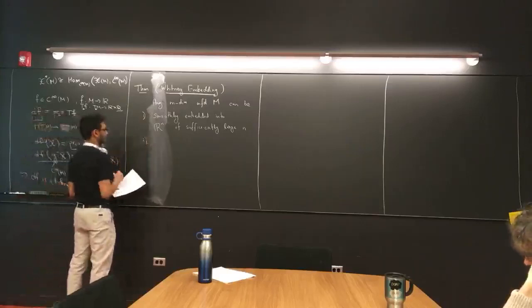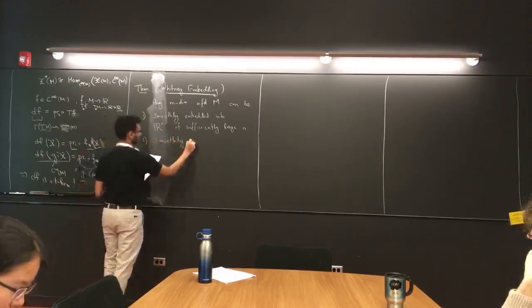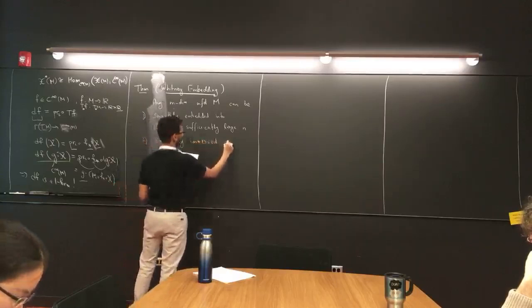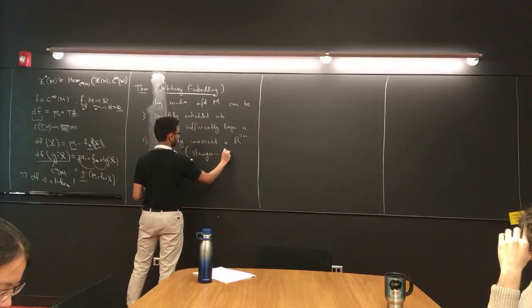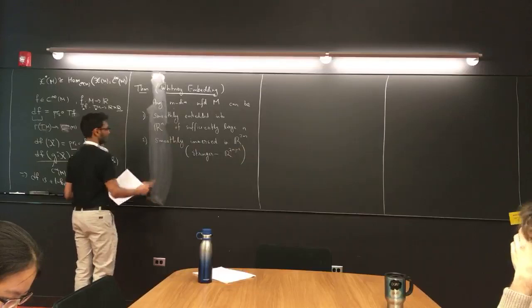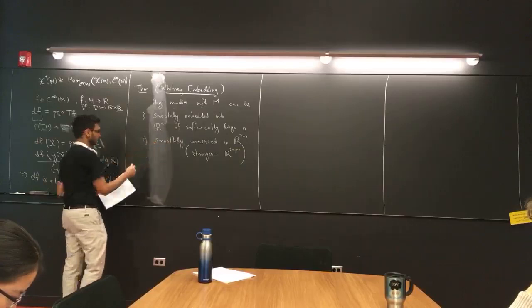A slightly different version, not for embeddings but for immersions, is that M can be smoothly immersed in R^{2m}. An even stronger version of this is R^{2m-1}. So all you need is, for an m-dimensional manifold, the number of extra dimensions you need to smoothly immerse it is m minus one.